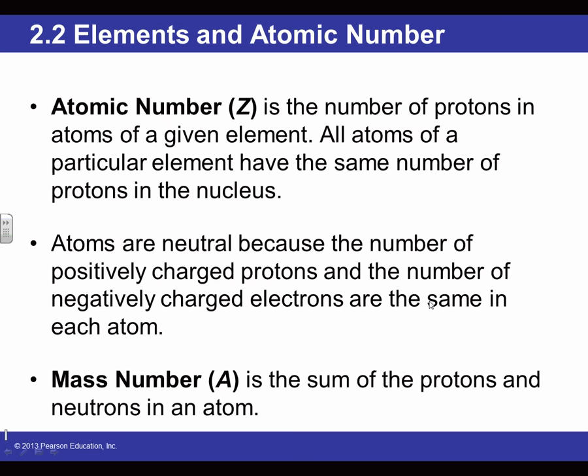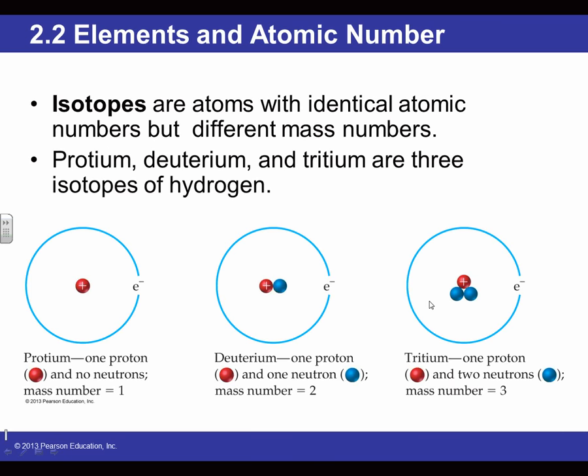Now, atoms are neutral because the number of positively charged protons and the number of negatively charged electrons are generally the same for each atom. If the number of electrons changes, which you'll learn about later on, then it becomes a charged species, and that's a different discussion. For the most part, when we're looking at just the basic periodic table, we're assessing them based on the premise that they are all neutral.